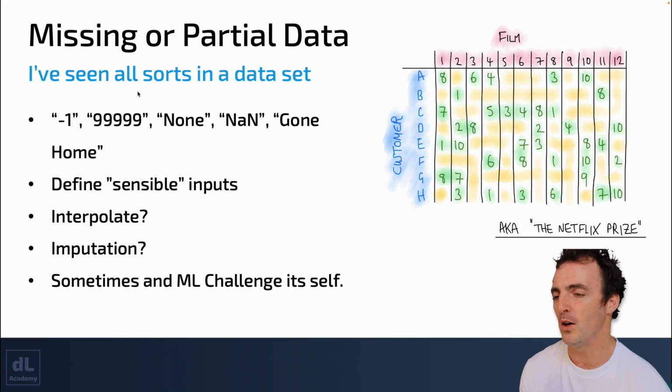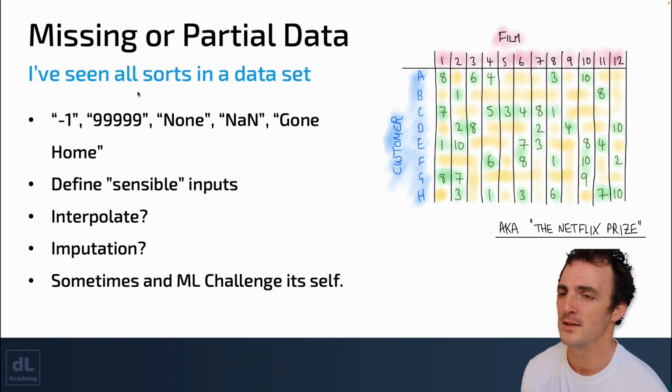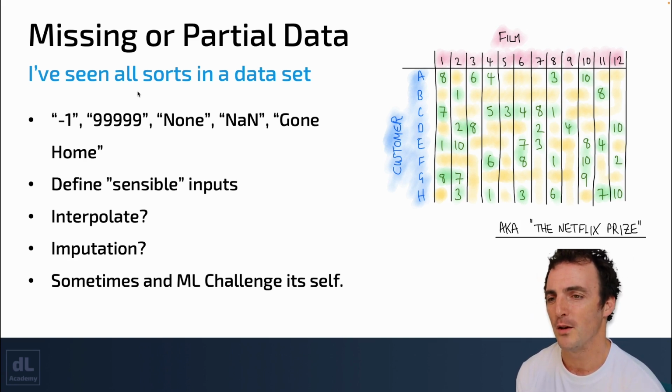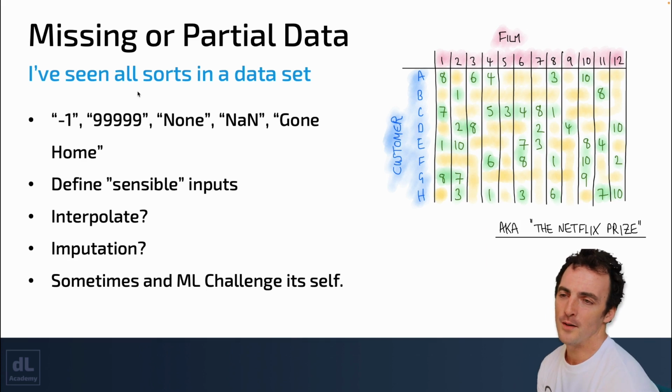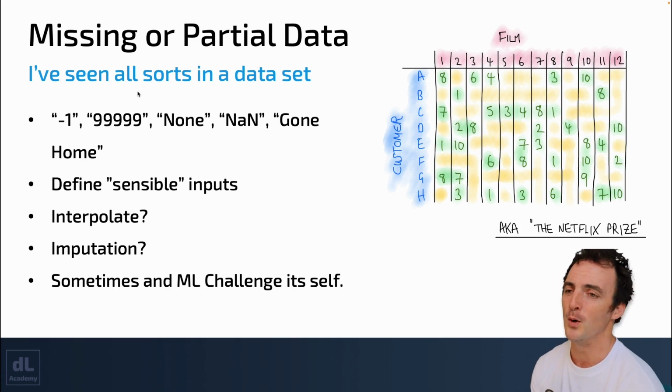So the one that I know well is called the Netflix Prize. I can't remember the year, maybe it was 2006. Netflix offered £1 million to someone that could solve this problem most effectively. And so I've got an example in the picture. Say there's 12 films on Netflix. I know there's many, many, many more.